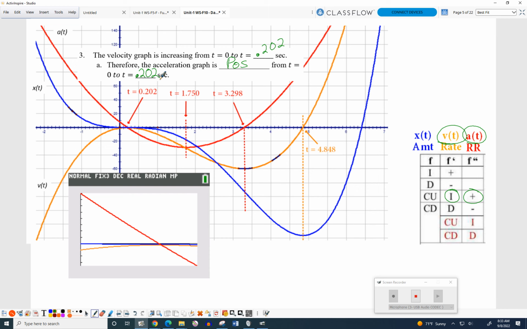The further it gets from 0, the faster the velocity is. Don't say the word "it." The further what gets from?